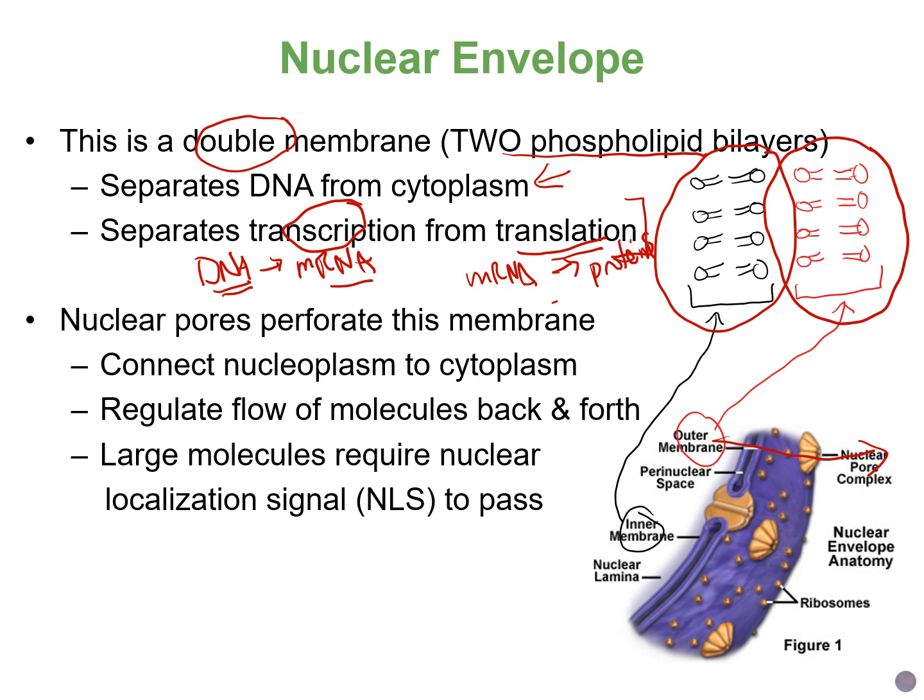There are pores, like I mentioned. So these yellow structures are pores that perforate or make holes in this membrane, and that allows the nucleoplasm to be connected to the cytoplasm, and small things can flow back and forth. But if it's a larger molecule, there needs to be a set of steps and something called the nuclear localization signal in order for these larger molecules to go in or out of the nucleus.